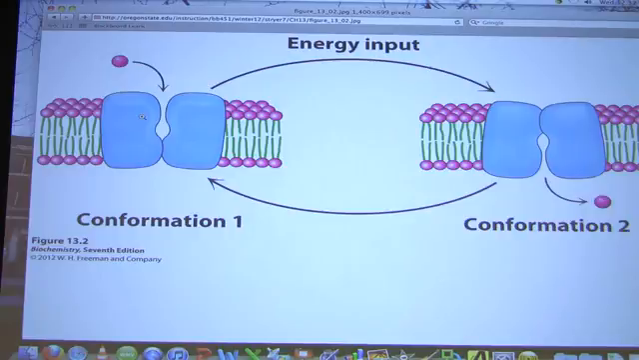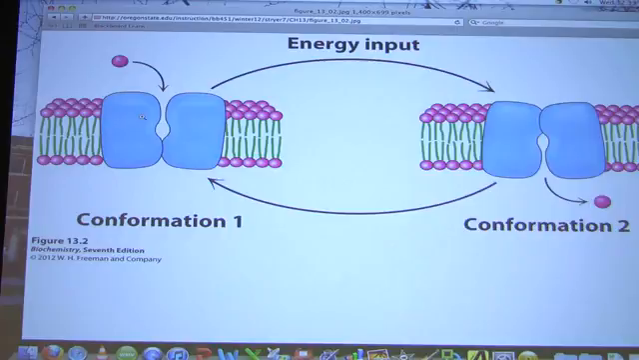All right? If this guy is being moved against the concentration gradient, it is an active transport. If it is moving simply with the concentration gradient, it is a passive transport. Okay? The only energy being input, if it's passive, is just the energy of diffusion. There's no other energy that's needed in passive transport.